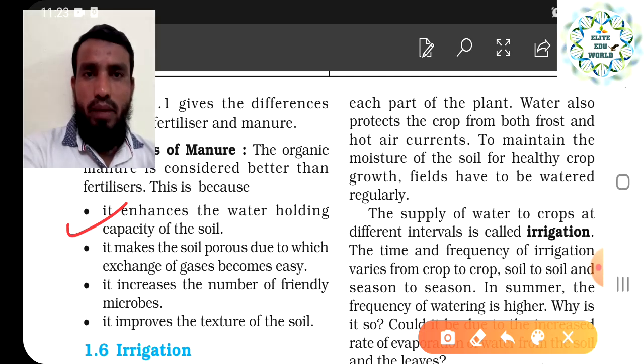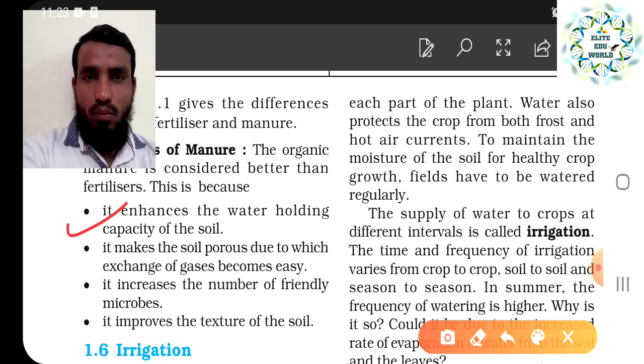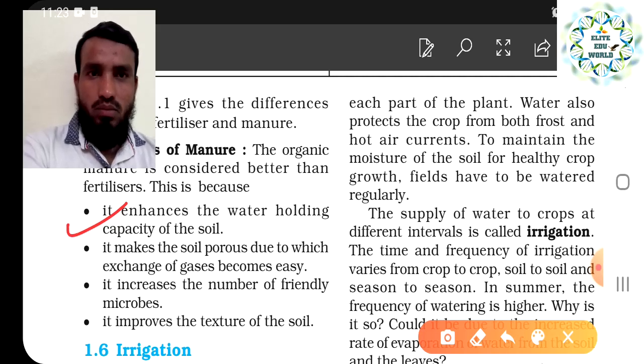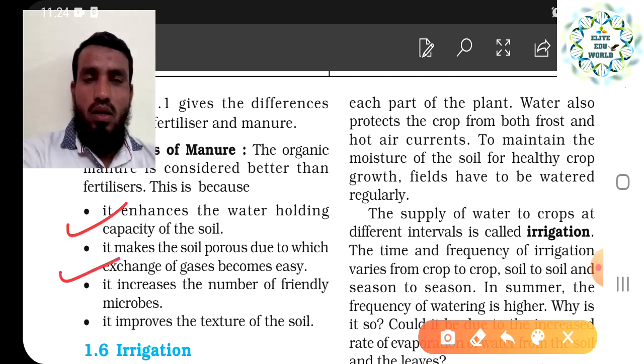The second point: it makes the soil porous, due to which exchange of gases becomes easy. If you add more manures, it will make the soil porous, meaning there are gaps or holes in the soil. From there the air will circulate into the soil, and exchange of gases becomes easy. The roots will have air, and leguminous plants will have more air to fix the nitrogen. So these are the advantages if you are using manure.